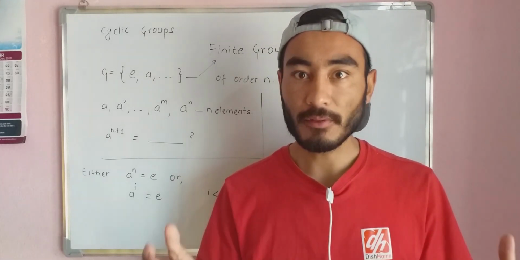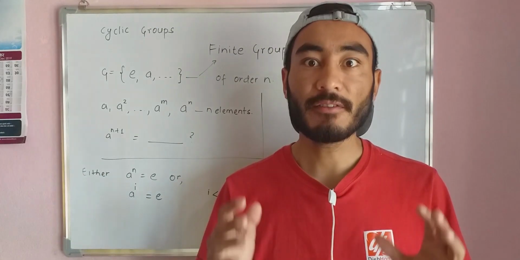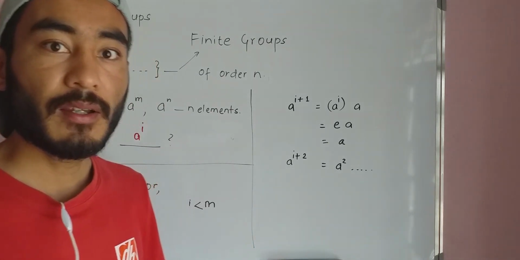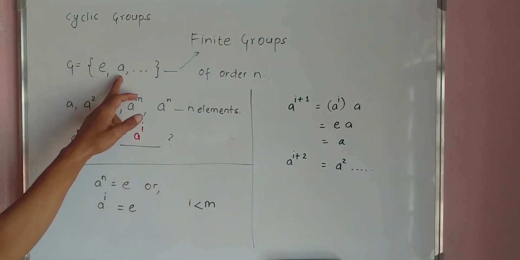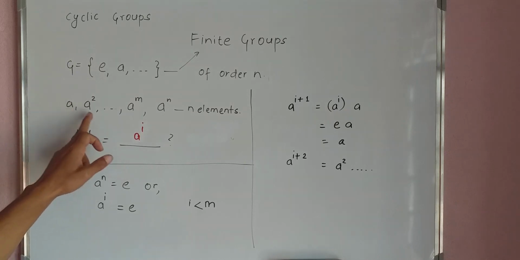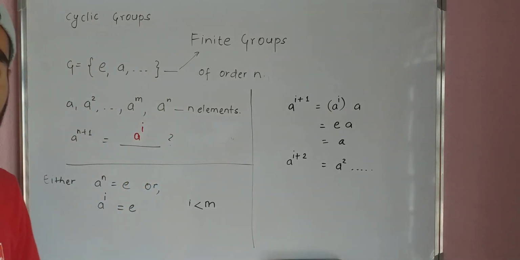And in the study of groups, we'll see that finite groups are more interesting than the infinite groups. Now let us take a close look at finite groups. Let G equal {e, a, ...} be a finite group of order n. Next, let us consider these elements: a squared, ..., up to a to the power n.